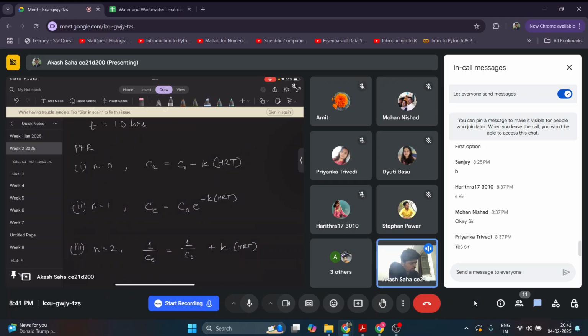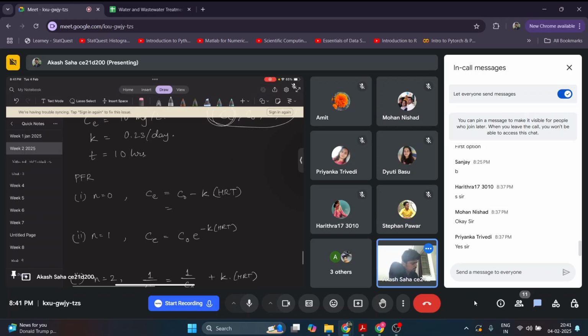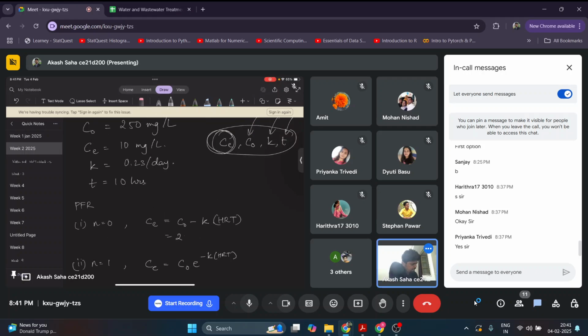Okay. So for the first condition, C naught, if I put 250 minus 0.23 into 10, how much will I get? I will get something like 249.9 milligram per liter, which is not equal to 10, right? So it is not a zeroth order reaction.